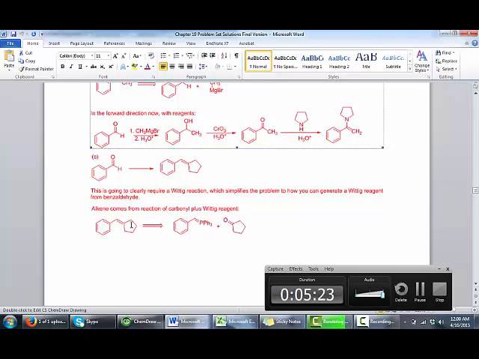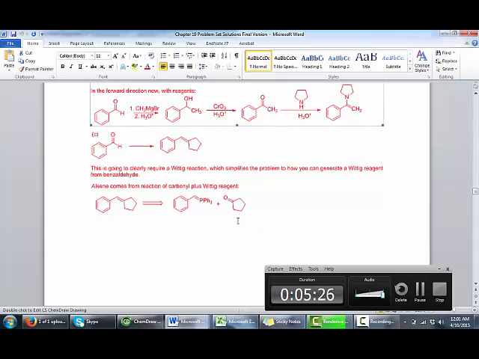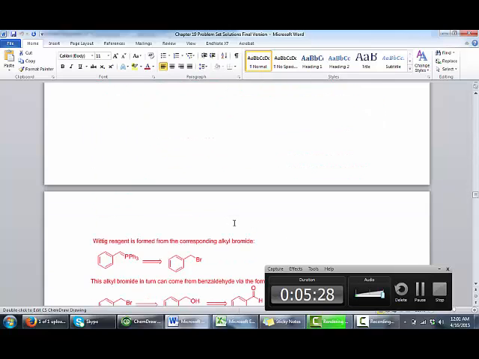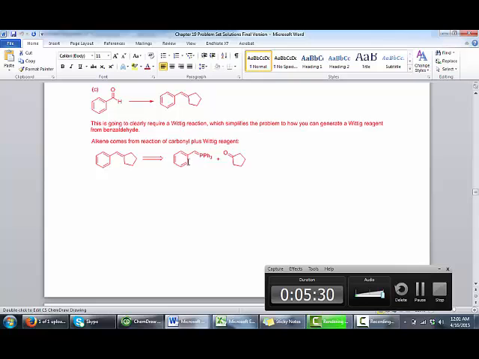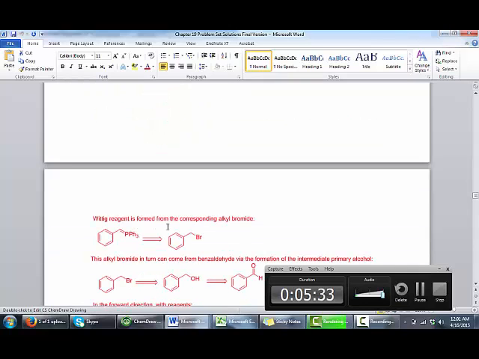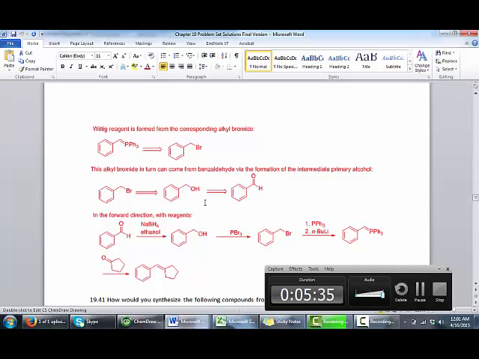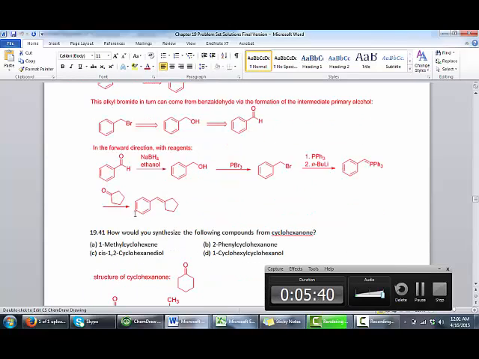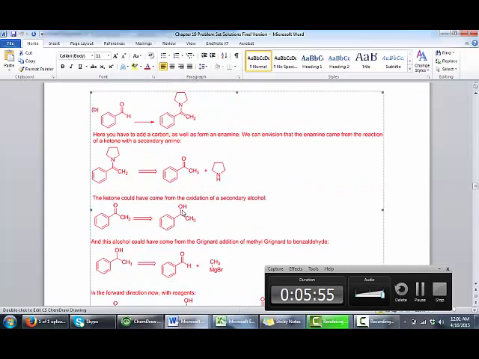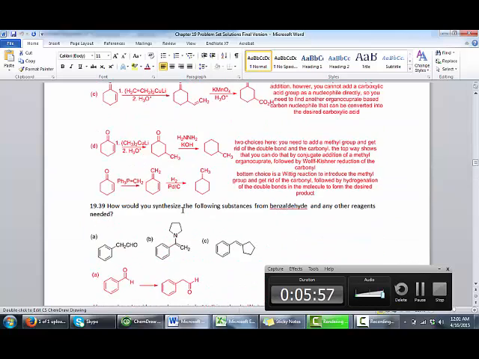When I break them apart this way, I can now say that this ylid, this Wittig reagent, came from an alkyl bromide, okay? And this bromide now could have arisen in turn from the benzaldehyde, okay? In the forward direction, what that means is I take benzaldehyde, reduce it to the alcohol, PBr3 brominate, use this to make the Wittig reagent, and then treat that with cyclopentanone to give me now the desired final product. Alright, so that's now, I think, going to conclude 1939 and solving that problem.